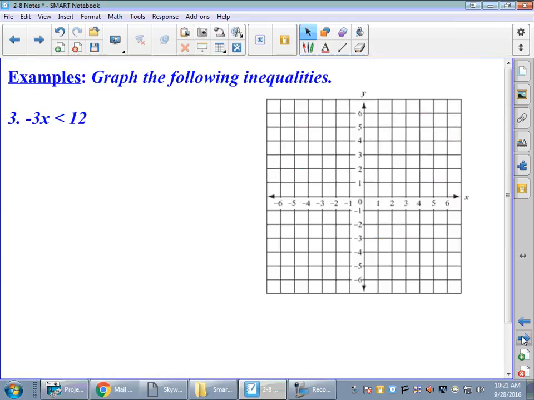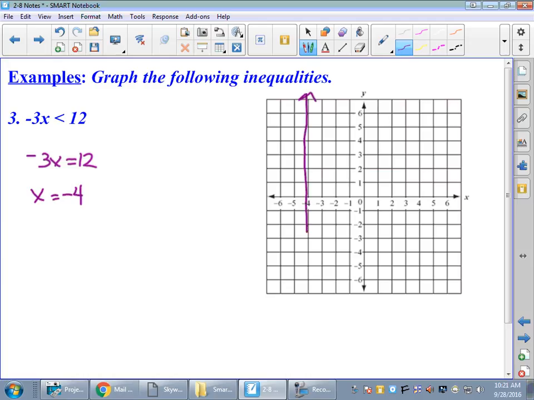Next problem, negative 3x less than 12. Notice we're missing one of the variables, which means we're only going to move in one direction. So negative 3x equals 12 is the related equation. If I divide both sides by negative 3, I get the equation x equals negative 4, which I'm hoping by now you recognize is a vertical line.